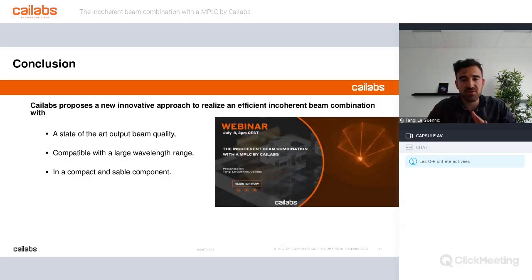To conclude this presentation, we can summarize the Cailabs approach as a new component, a new way, a new possibility to realize an efficient incoherent beam combination, which proposes a really good output beam quality with a really good efficiency in a compact component, stable, and of course easy to use thanks to the fibered input.